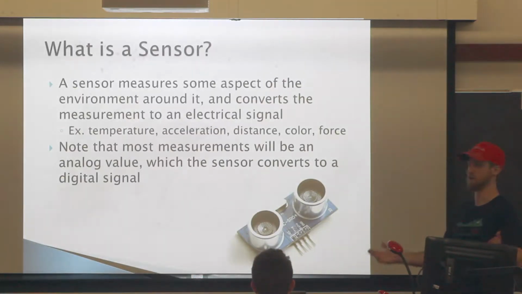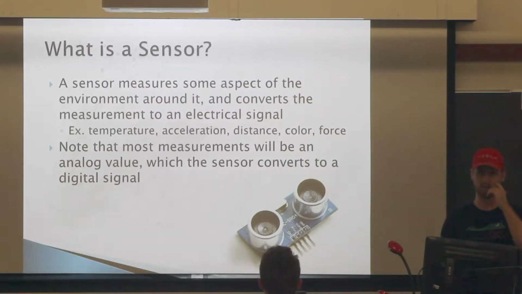So first of all, what's a sensor? Well, basically it measures something around it in the environment and converts that measurement to an electrical signal. This may be anything with temperature, acceleration, distance, the color of what it's looking at, or force, or plenty of other things. Now, most of the measurements will be an analog signal, which the sensor converts to a digital signal.